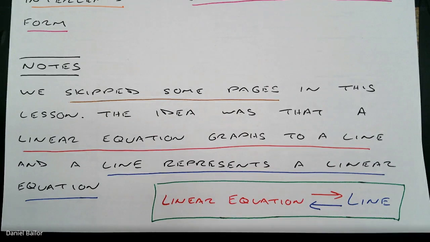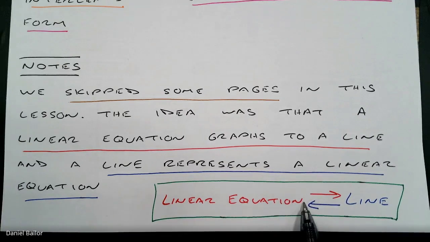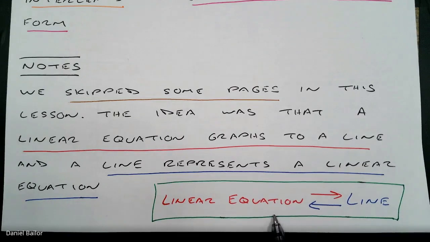I want to skip the pages and not do the work, but I want you to know the ideas that were in the pages. I have referred to them before. That's why I felt comfortable skipping those lessons. The idea that was in those pages we skipped, the big idea was that a linear equation graphs to a line, and a line represents a linear equation. In other words, a linear equation is a line, and a line has a linear equation. That was the big idea for the pages we skipped, that linear equations and lines are connected.